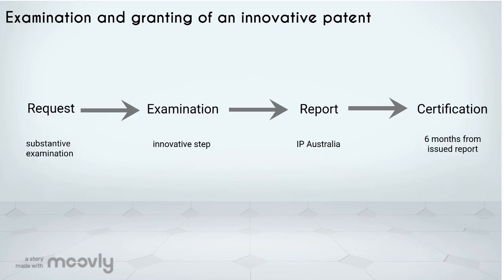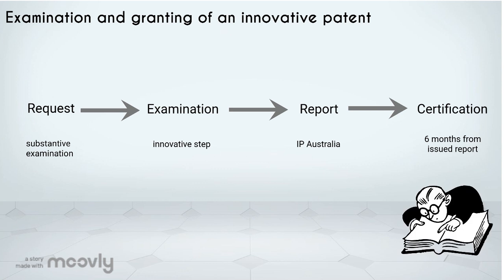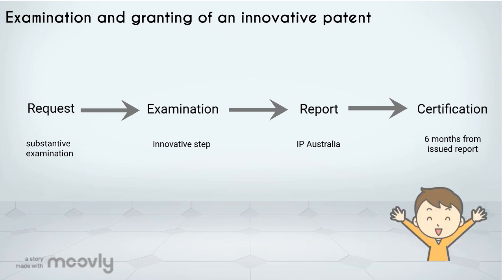To ensure this is enforceable, a request for substantive examination must be made. From here, IP Australia will determine whether the invention is novel and involves an innovative step. That is, the invention must produce a substantial contribution to the function of the invention in the eyes of a skilled person in that relevant field of technology. Upon examination, an examination report will be issued. Within 6 months of this report, the applicant must respond to the Patent Office to certify the patent. If the examiner is satisfied the patent meets the innovation patent criteria, the patent will be certified and enforceable.